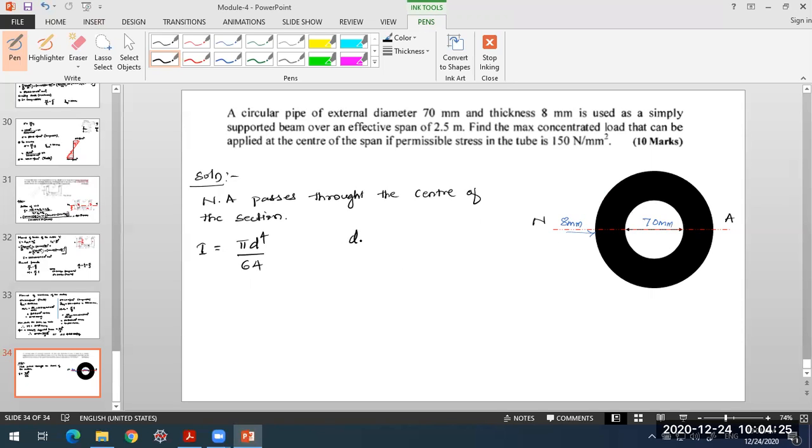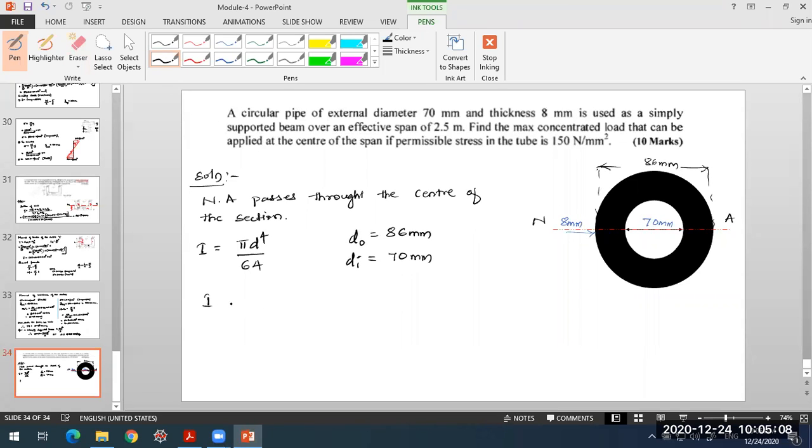So what you have, outer diameter, how much does it come out? 70 plus 8 plus 8, so that will be 86 mm. Outer diameter will come out to be 86 mm: inner diameter plus 2 thicknesses. This is the outer diameter we have measured from here to here, 86 mm, whereas inner diameter is 70 mm.